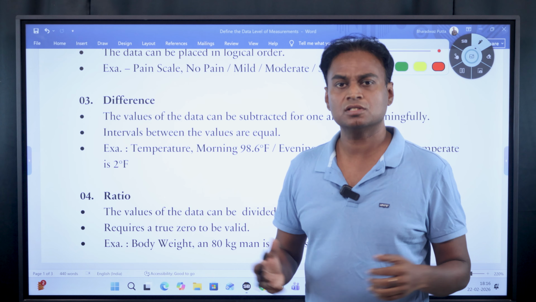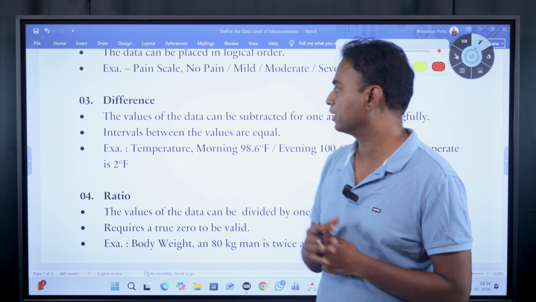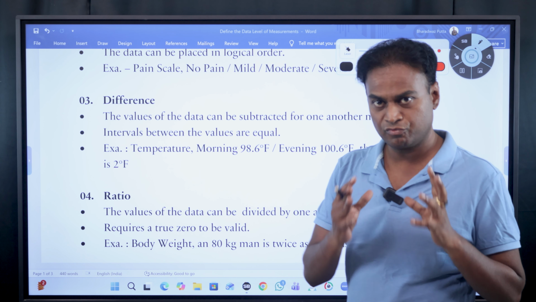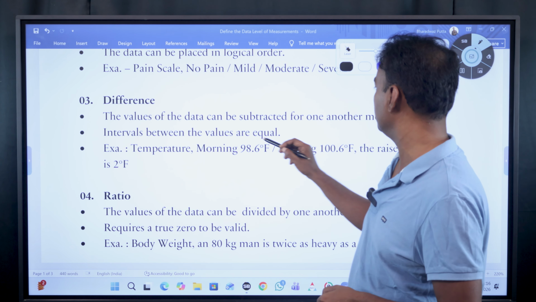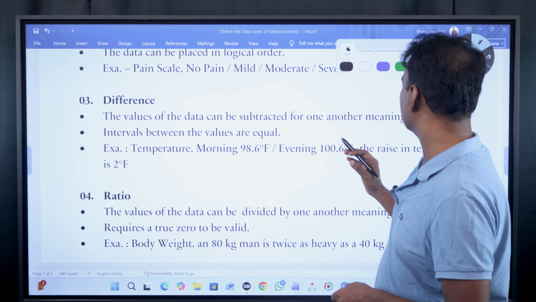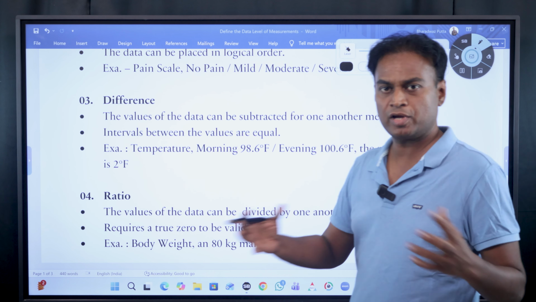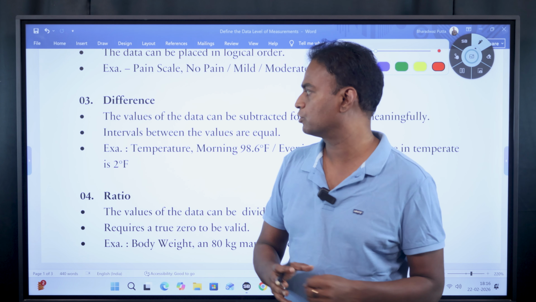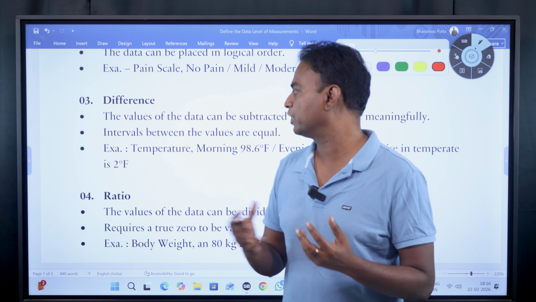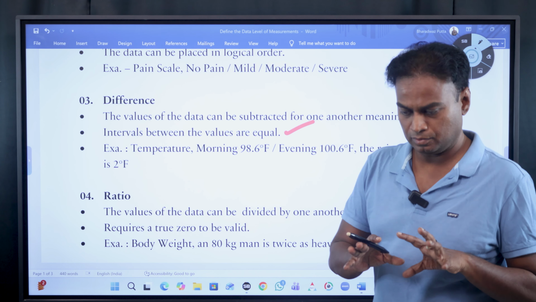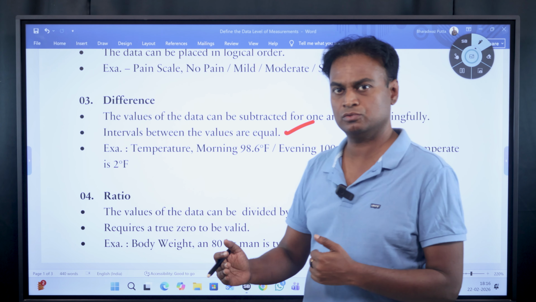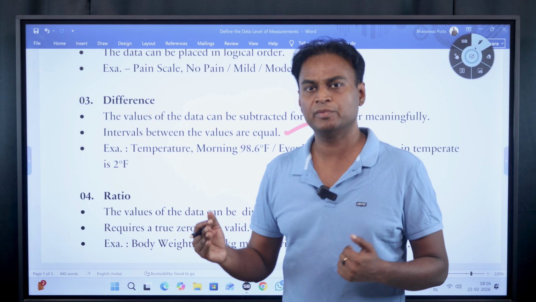And what is the third characteristic that data can have? That is difference. You can find the difference between two values. For example, the values of the data can be subtracted from one another meaningfully. If you can subtract one value from another value, that is known as finding the difference. Intervals between the values are equal. The difference between 1 and 5 should be the same as between 5 and 10. The interval should be the same.